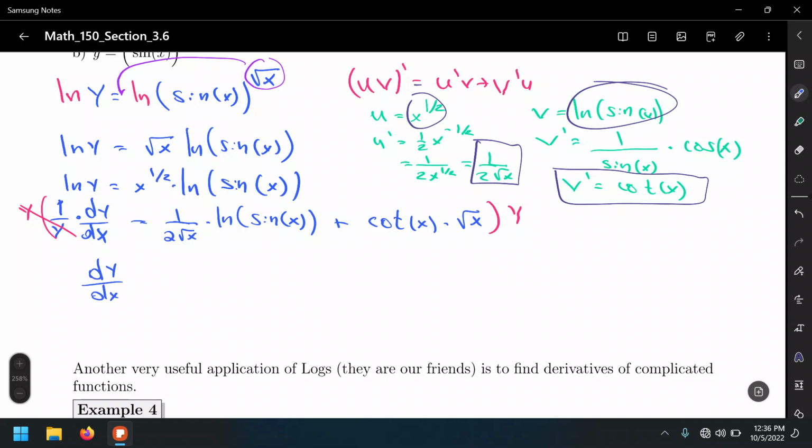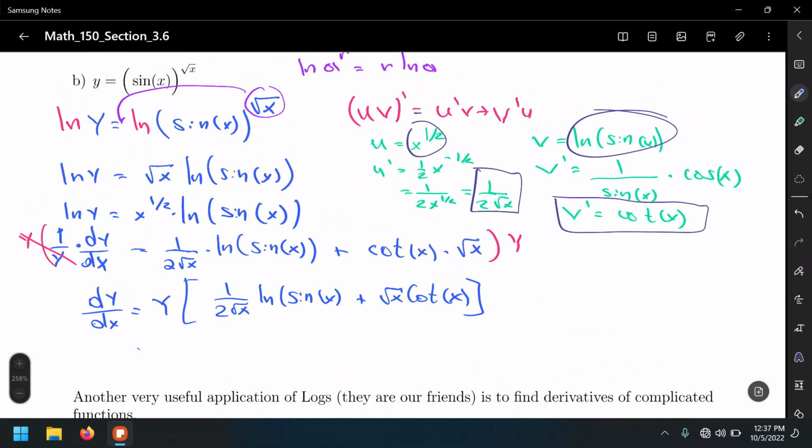So dy dx equals y, which multiplies all this madness here: 1 over 2 root of x, ln of sine x, plus root of x cotangent of x. So we're done with the differentiation, we're done with the solving. All we have to do is go back and substitute for y, because in this case, we know y as an explicit function of x. If we didn't know it, we could leave it like this, but it's not the case. So in this case, dy dx equals the original function, and let me highlight it because y is all this function.